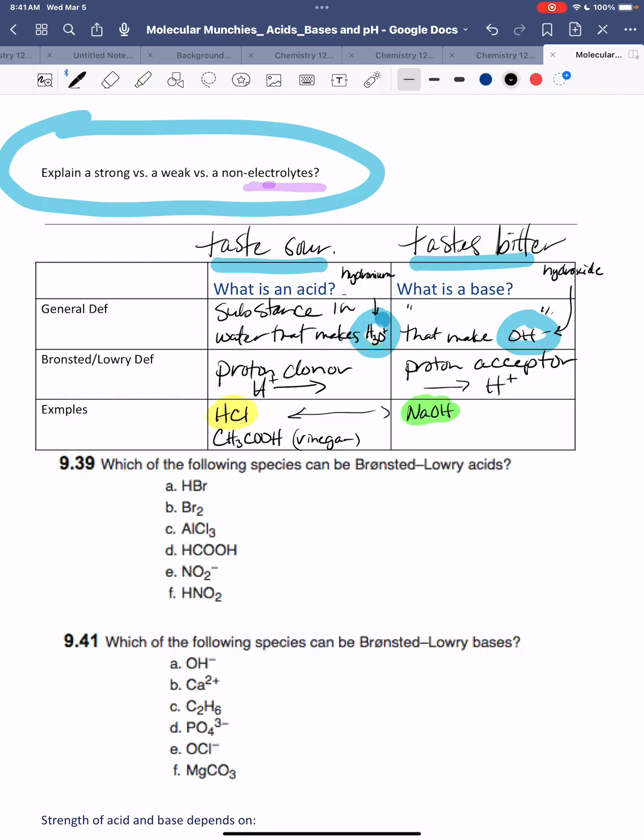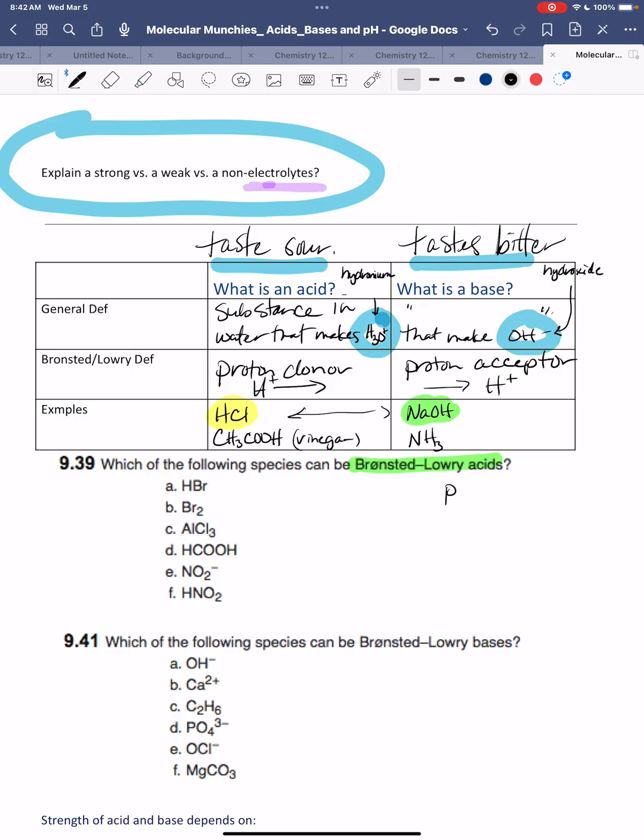The poster child weak base is NH3, which is ammonia. Maybe you have smelled ammonia. If you have cats, perhaps you have looked at the ingredients in window cleaners, which usually have ammonia in them. Back in the day, you could buy ammonia just in a bottle and it would make your nose hairs sort of, yeah. Anyway, okay.